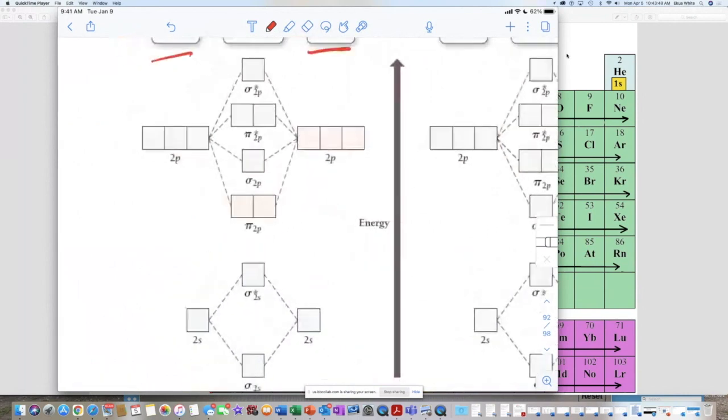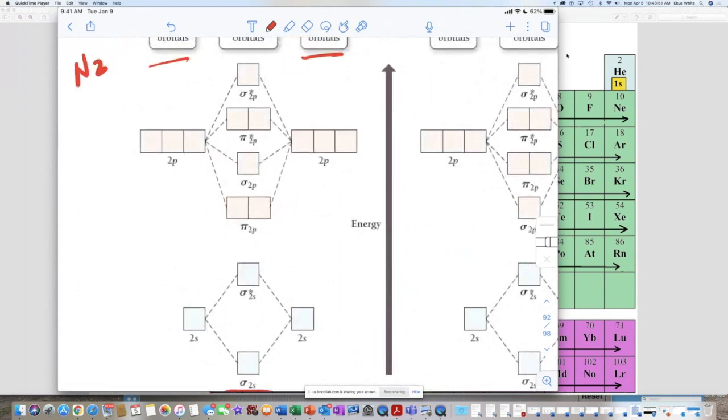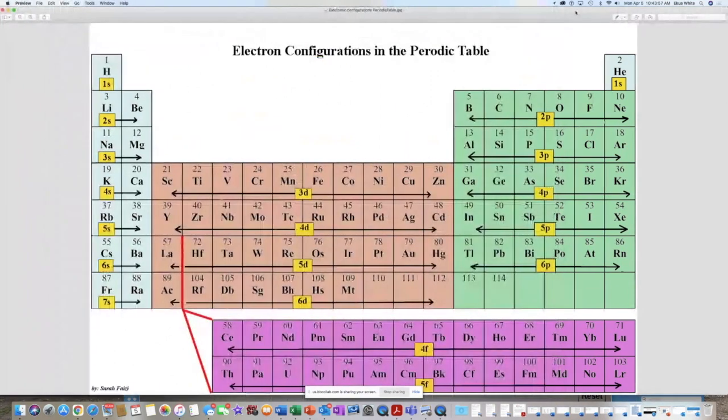So I'm going to show you guys the bonding for N2. Okay, let me go through this real quick. N2, nitrogen is right here. I'm going to combine these two.